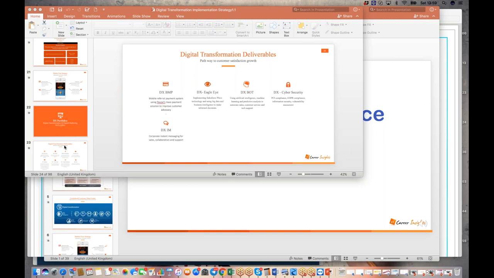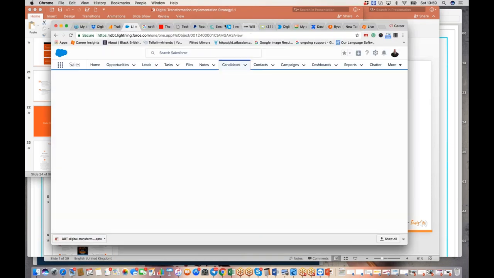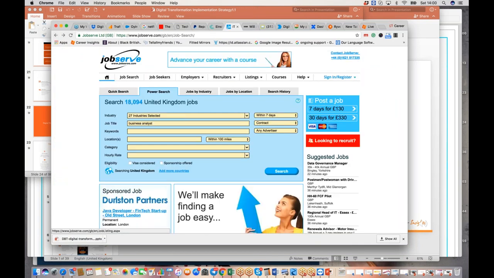Yes, companies look for hybrid roles. Companies look for BAs, hybrid PMs and BAs. But you have to be very careful, because if a company is looking for, I'll just type it here now.